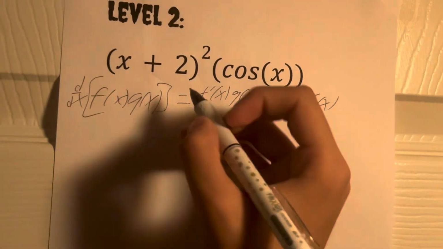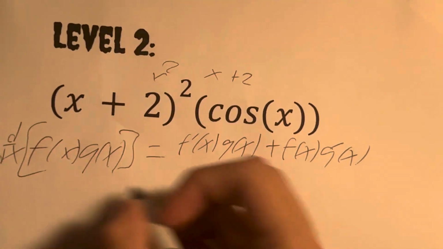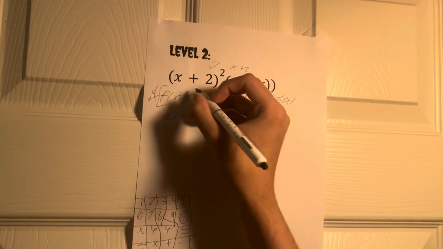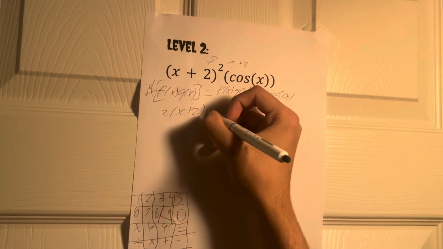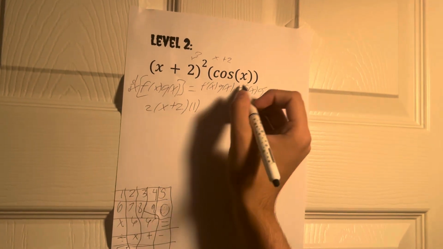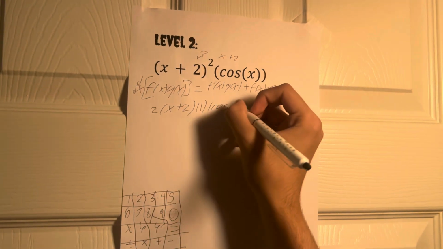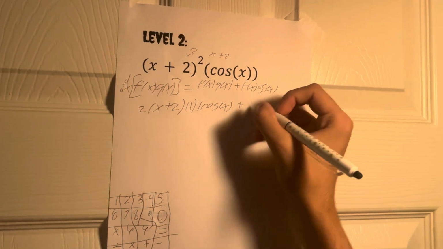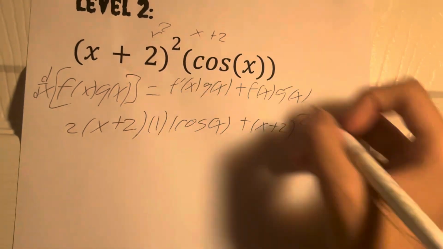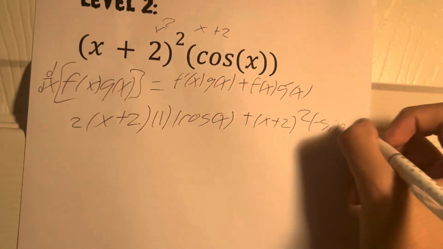Alright, so using the chain rule, we can find the derivative of this, if this is x squared and x plus 2, using our outside and inside functions. That would be 2 times x plus 2 times the derivative of x plus 2, which is 1, times the g of x here, cosine x, plus x plus 2 squared times the derivative of cosine x, which is negative sine x.